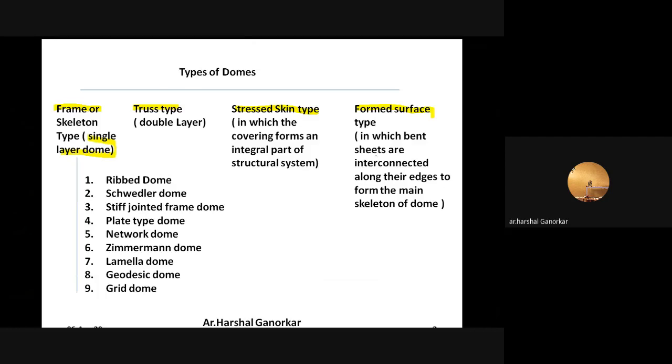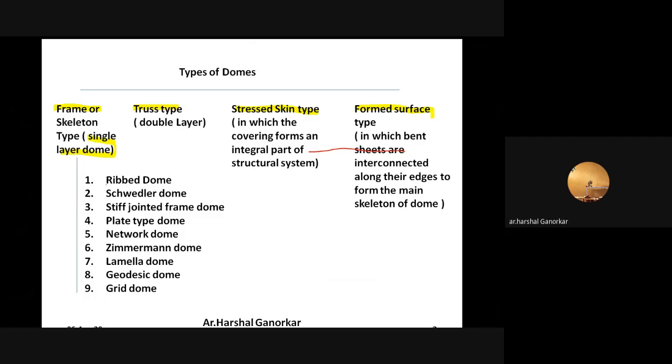Here the covering or the upper layer becomes the important part. And again, in the last one, the sheets are interconnected in such a way to form the surface, and hence it is called form surface. We are going to discuss this in detail.